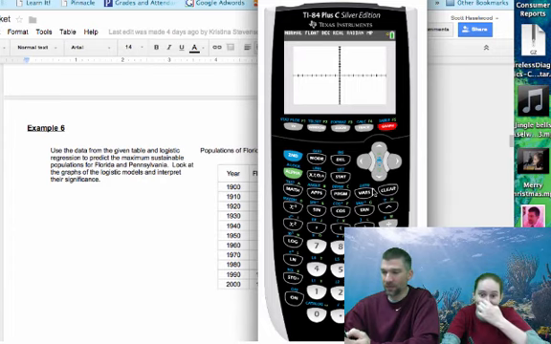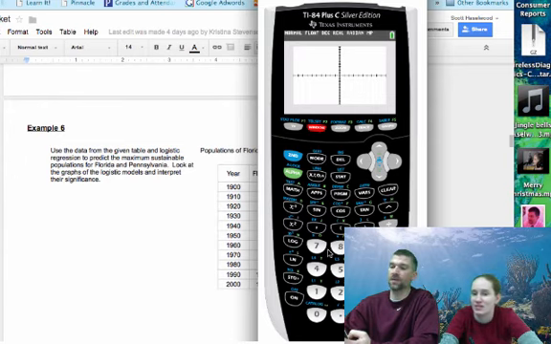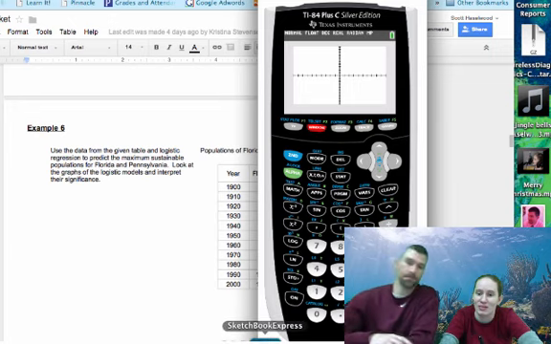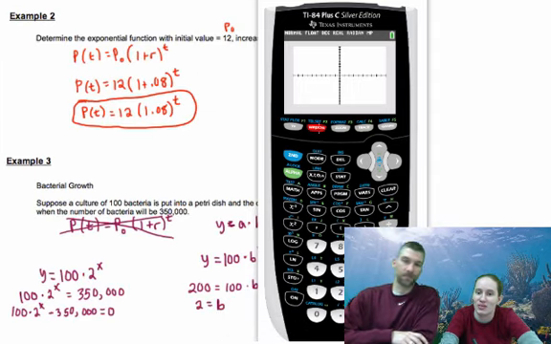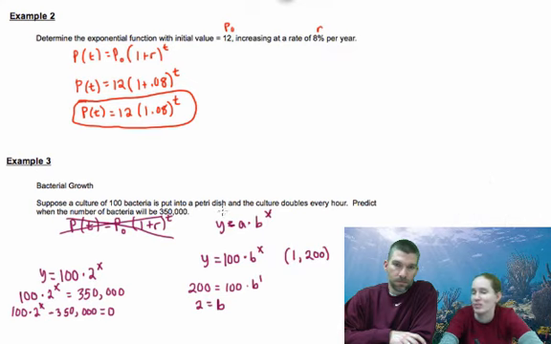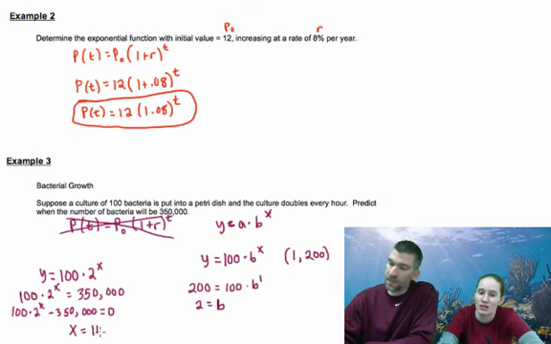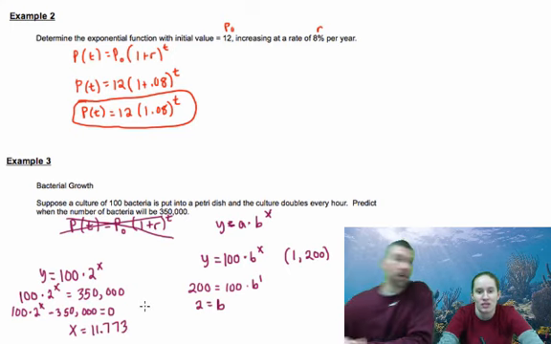I'm almost there. I think it's going to take some window adjustment. It may take a while for it to get to 350,000. It's going to take 11.773 hours. Oh, well, that's not that much longer. We would need to change our window, we'd need to make our X max be bigger. We'd see that it would go through at 11.773. That's where it crosses the x-axis.